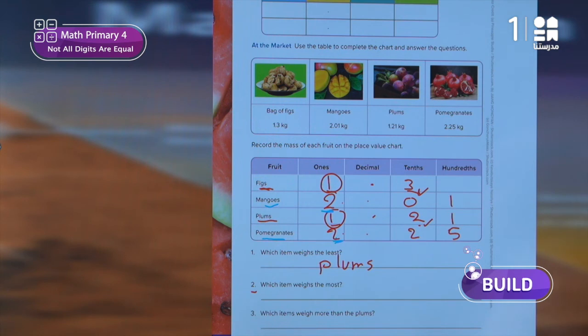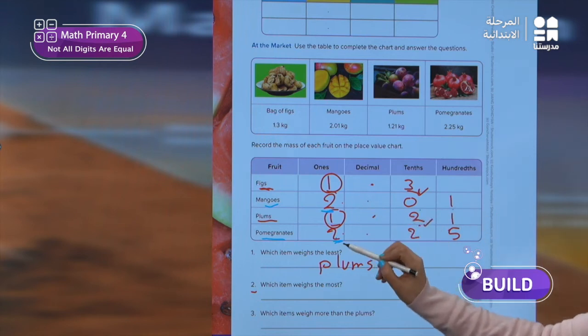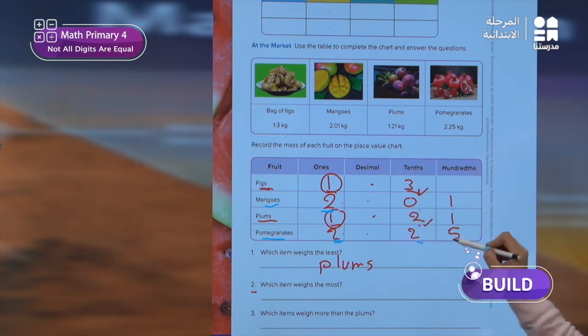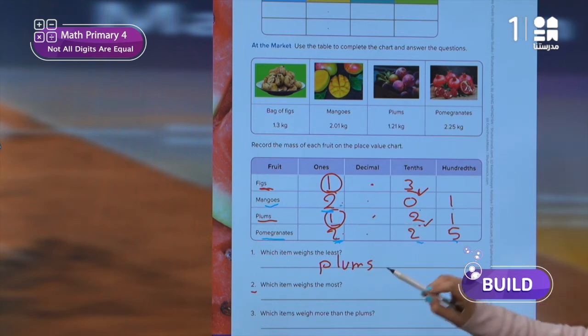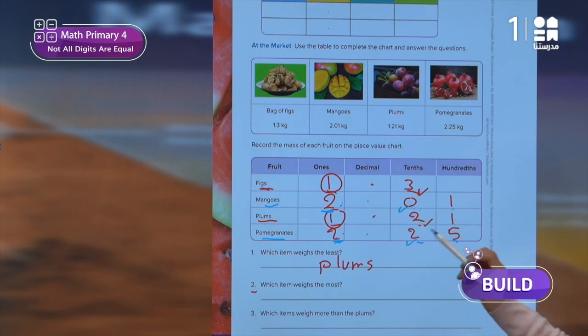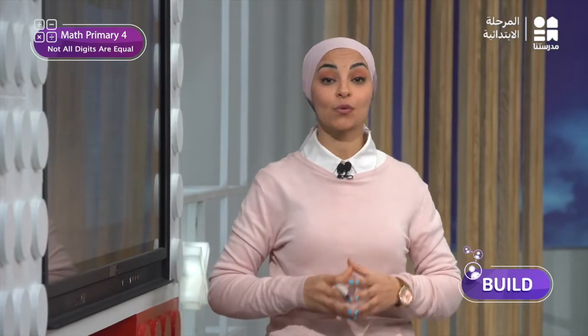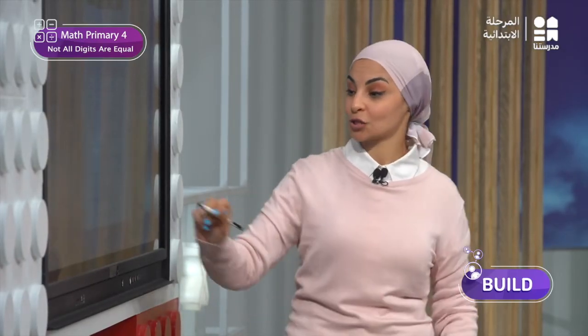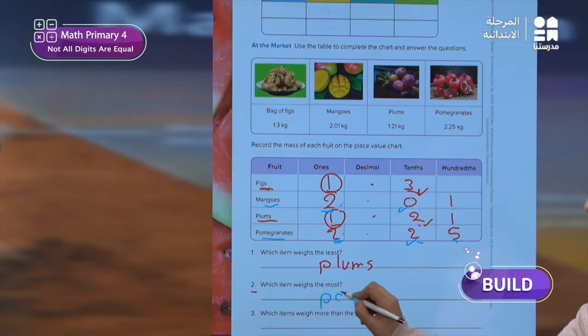البومجرانيتس. أوكي طيب زي ما احنا شايفين كده المانجوز الويت بتاعها 2.01 pomegranates 2.25. أوكي طيب لو بصينا على الوانس they are the same. تعالوا نشوف كده التنس. Here is 0 tenths and here is 2 tenths right? Okay so the mass of the pomegranates is the greatest one. So let's write it here pomegranates.